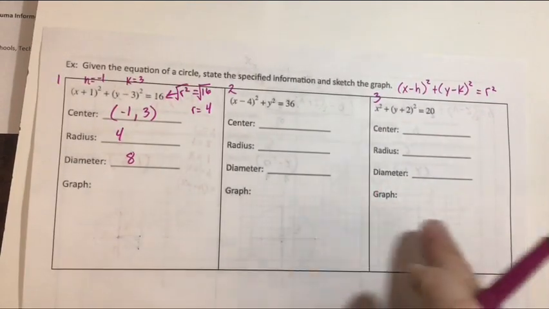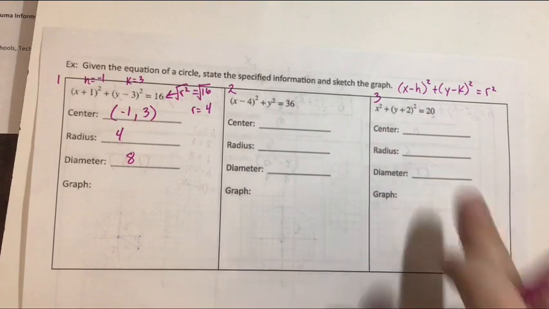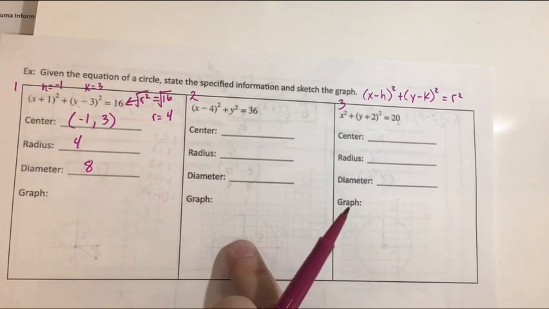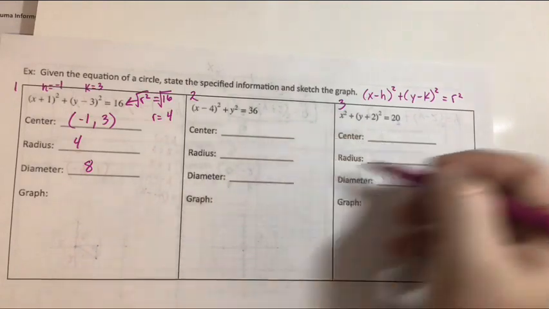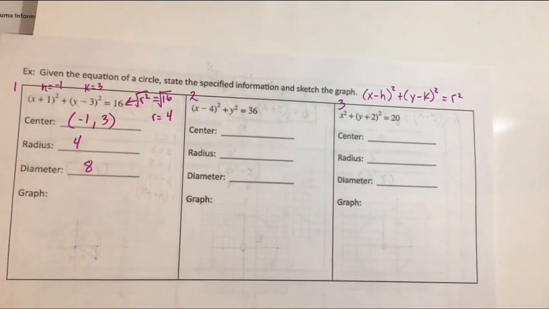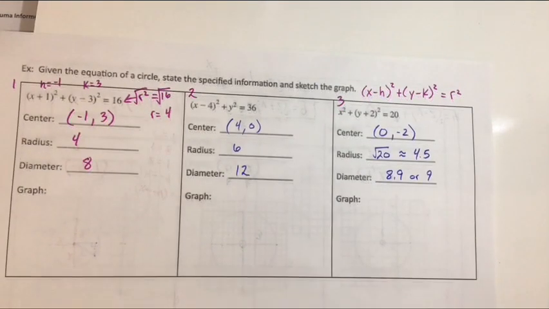I'd like for you to try the next two, number 2, number 3 here on your own. Again, pause the video to give yourself some time to do this. But then when you're ready to check your answers for these 3 blanks on each one, don't worry about the graph yet, then you can continue by pushing play. All right, this is what you should get for 2 and 3.